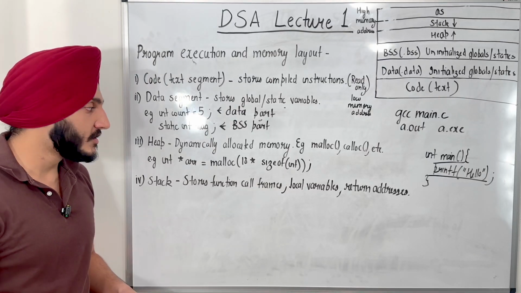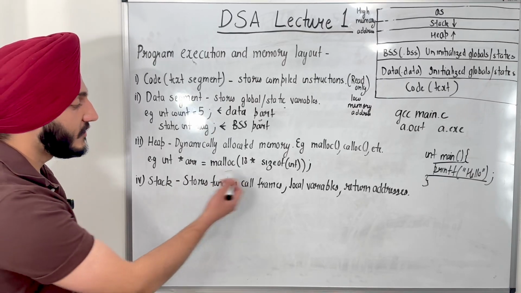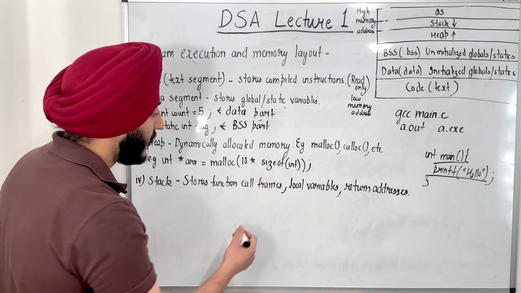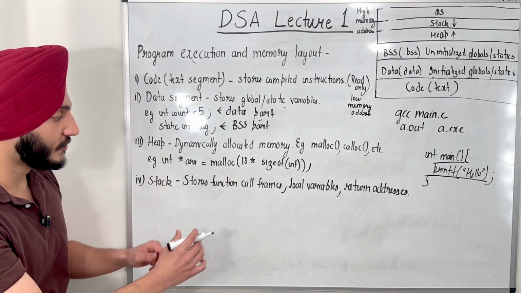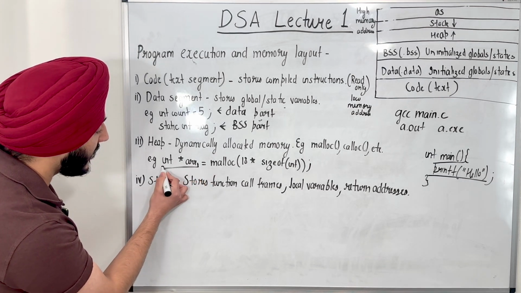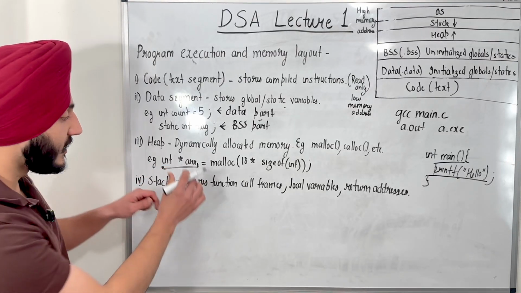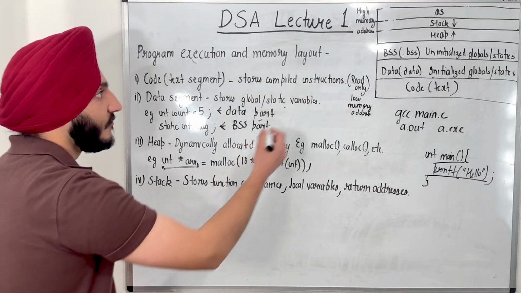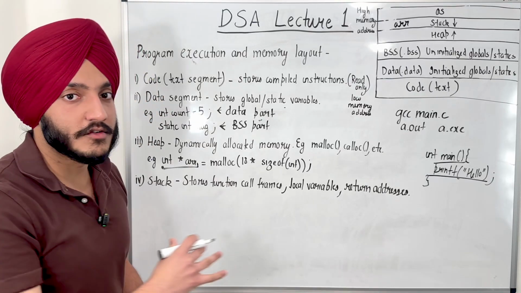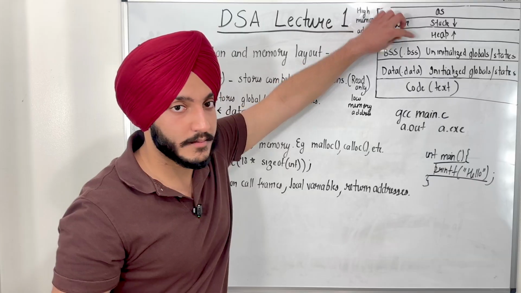This is an example of creating dynamically allocated memory in C code: int star array equals malloc 18 times size of int. Let's try to understand how this works in the heap. This declaration, int star arr, will actually be stored in the stack. So this value will be somewhere inside the stack. It would be a memory address which points to the memory inside the heap.